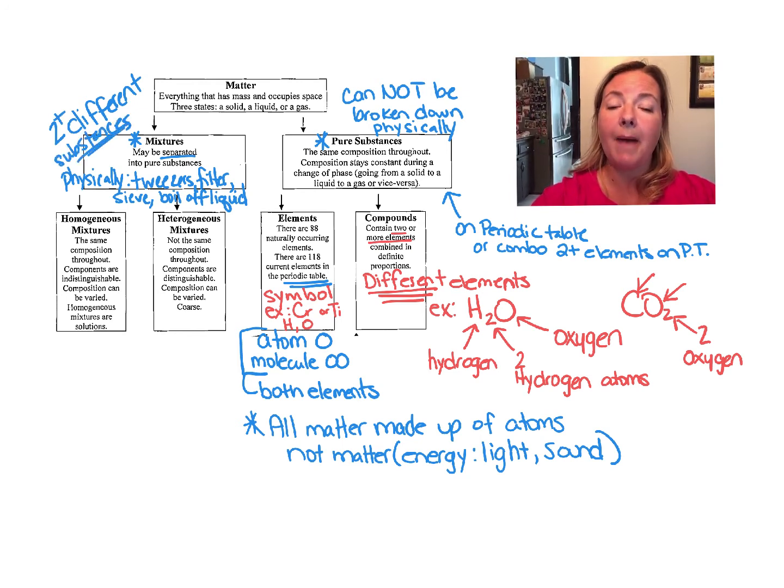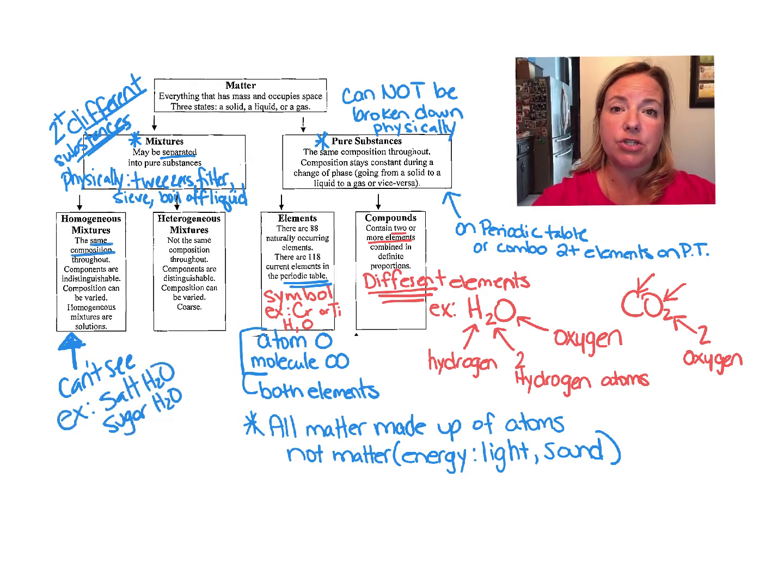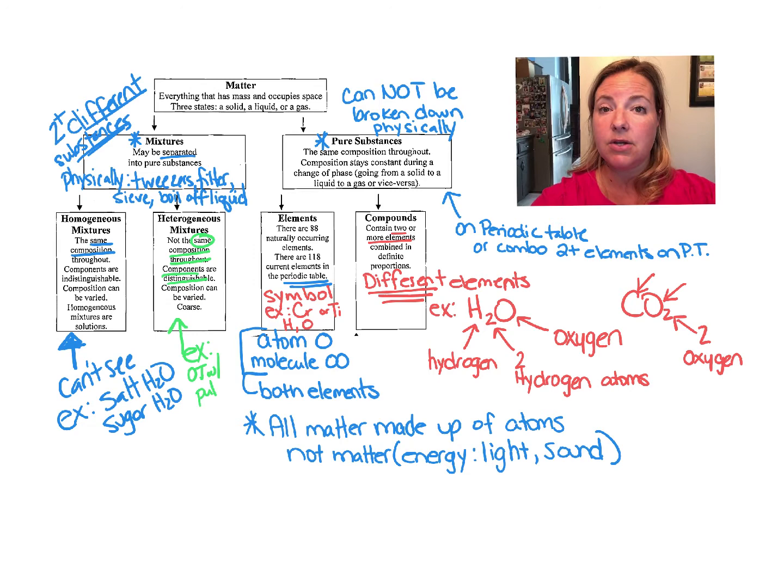A homogeneous mixture means I can't see the different components. So some good examples are salt water and sugar water. With heterogeneous mixtures, I can see the different components. Some good examples of heterogeneous mixtures would be something like orange juice with the pulp, I can see the pulp in it, or even muddy water. I can see all the mud floating around in the water.